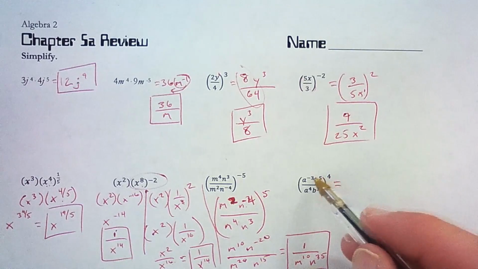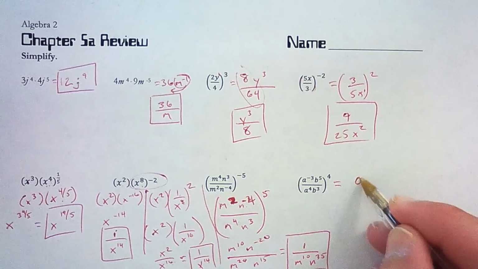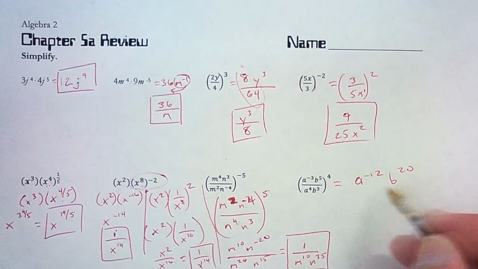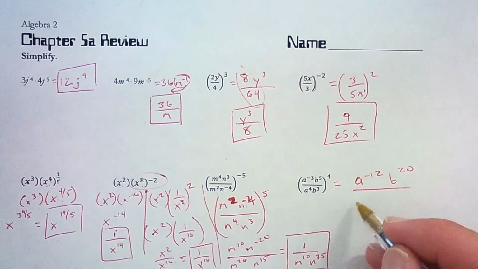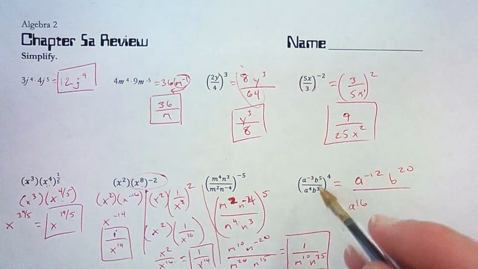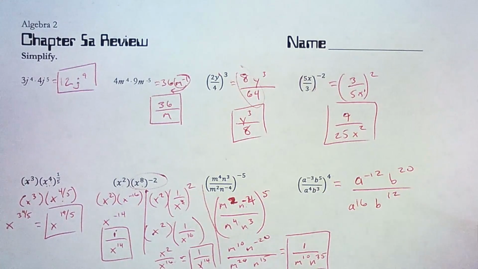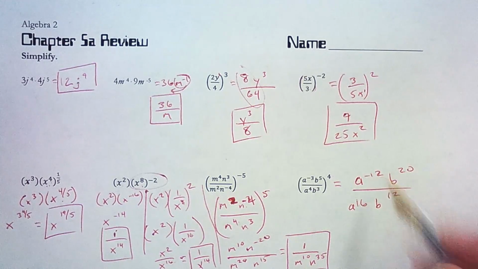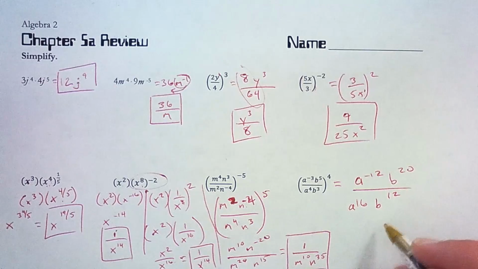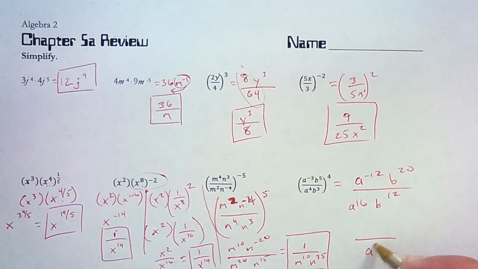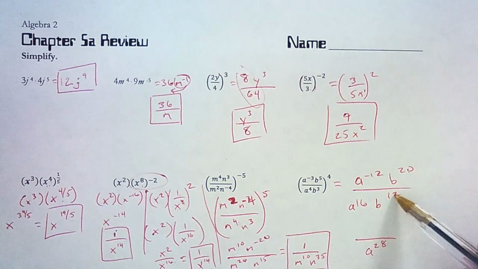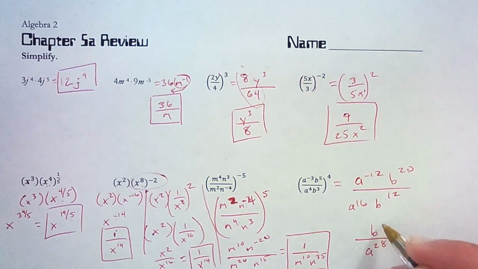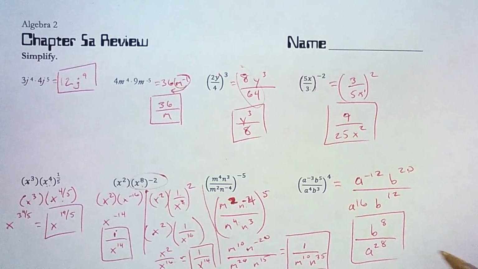And on this last one here, we'll multiply all the powers by 4, so that's a to the negative 12, b to the 20, and a to the 16th, and b to the 12th. 16 is bigger than negative 12, so I'll subtract downward. 16 minus negative 12 is 28, so in the denominator we have a to the 28th. 20 is bigger than 12, so I'll subtract this one upward. 20 minus 12 is 8, so we have b to the 8th in the numerator.